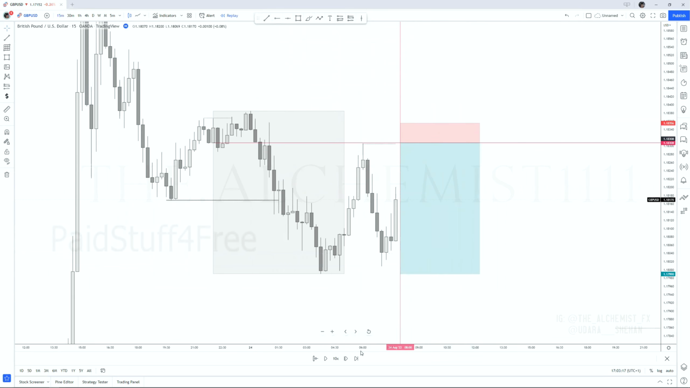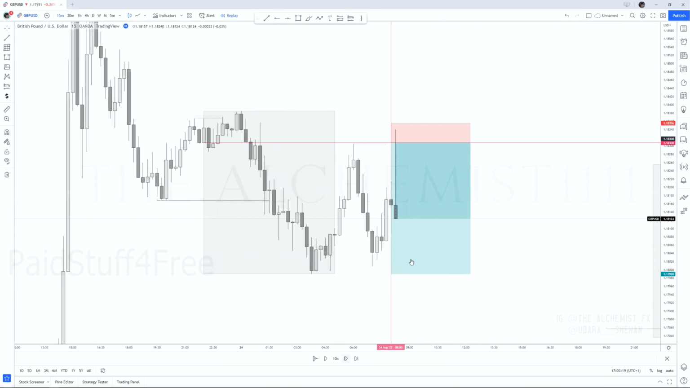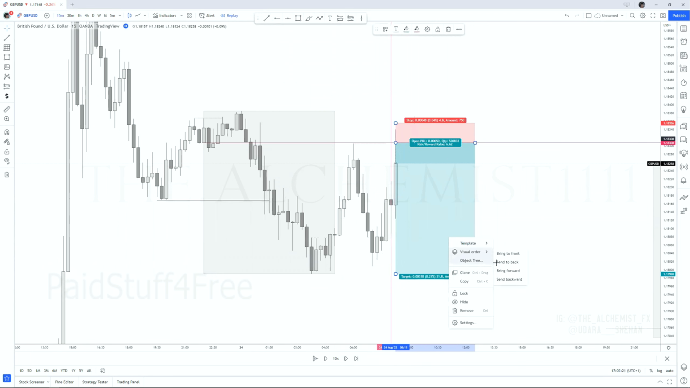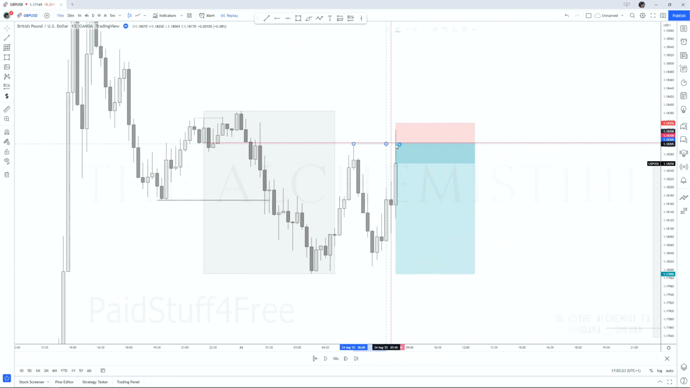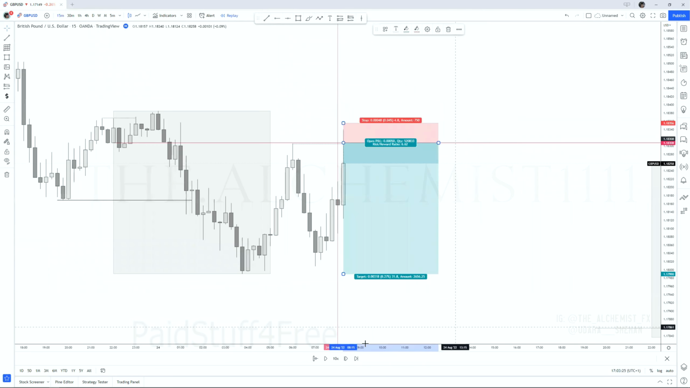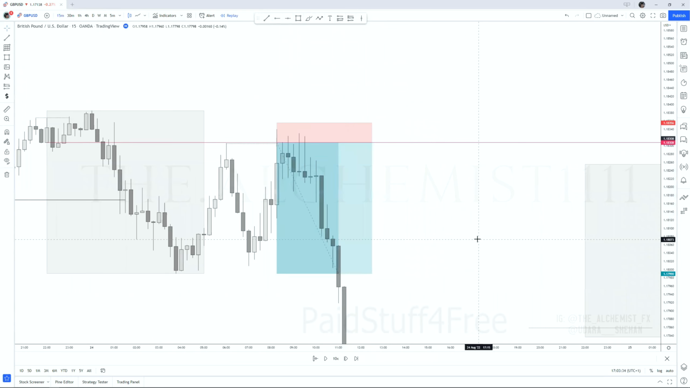Okay, we target external range. So what happens? There it goes. Timing is good, 8:15 a.m. Can you see it? Right at 8:15 a.m. London time. It tapped into the strong Asian high, took out this liquidity, and then comes the drop.